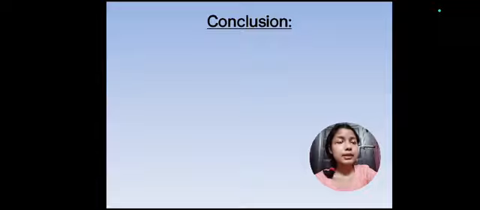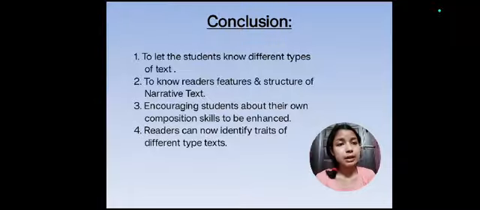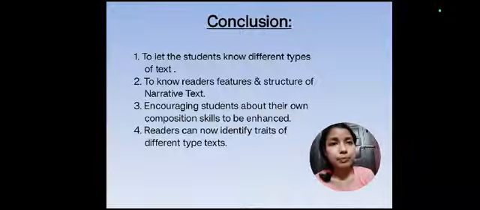Now we came to the conclusion of today's discussion, that what is the motto of doing this discussion today. The main motto or the main focus is to let the students know different types of text. Whenever they study some story books, some text books, or whatever they read in their curriculum, they should know what type of text it is.